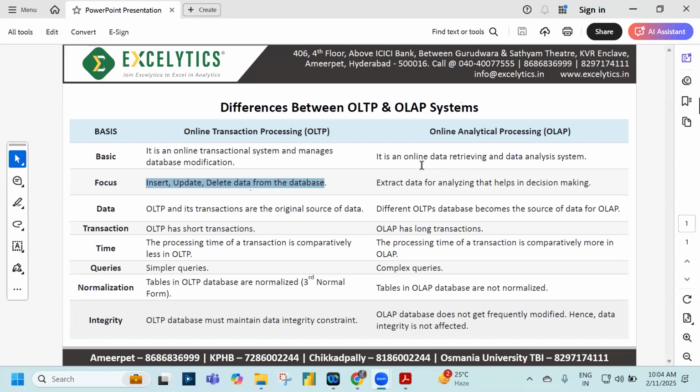Insert and update. Yes, both. Insert and update both, okay.